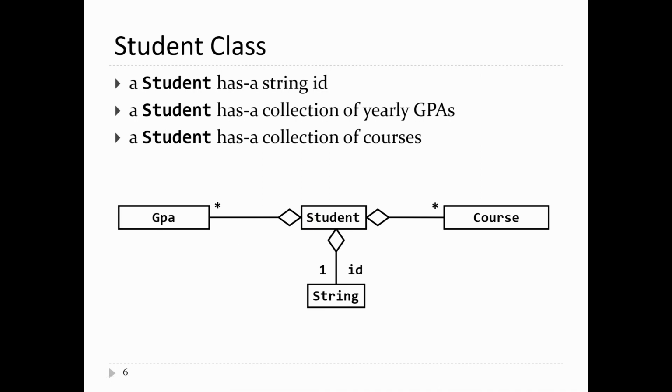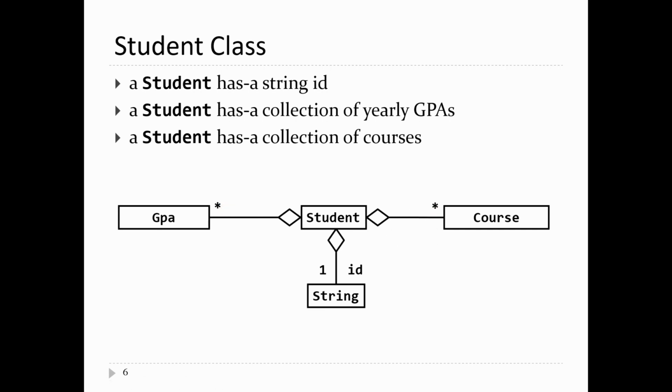In other words, it doesn't show that student is a something of a list of GPAs. Similarly, it doesn't show that student is a list of courses. It shows that student is just an aggregation of 0 or more courses. That's what the star means. Star means 0 or more.